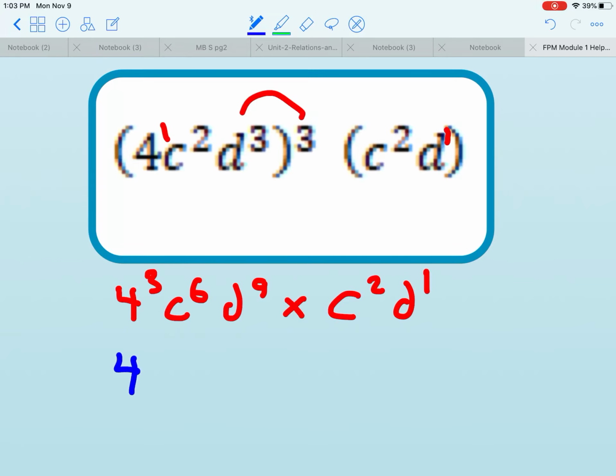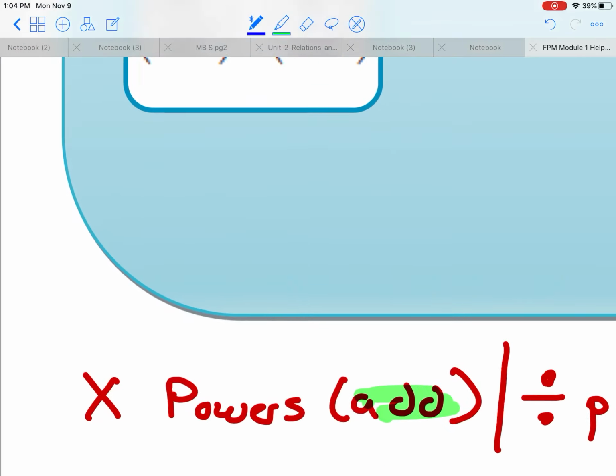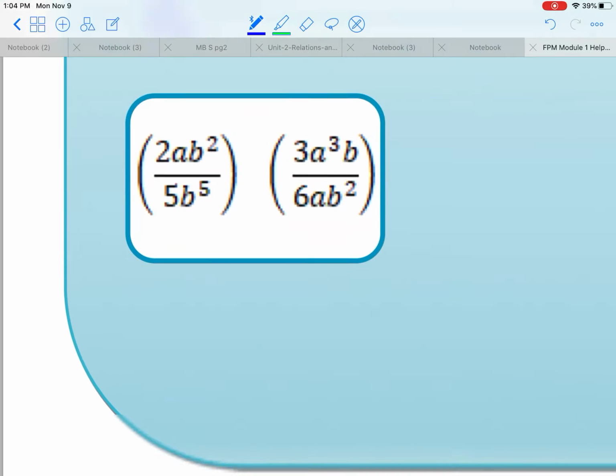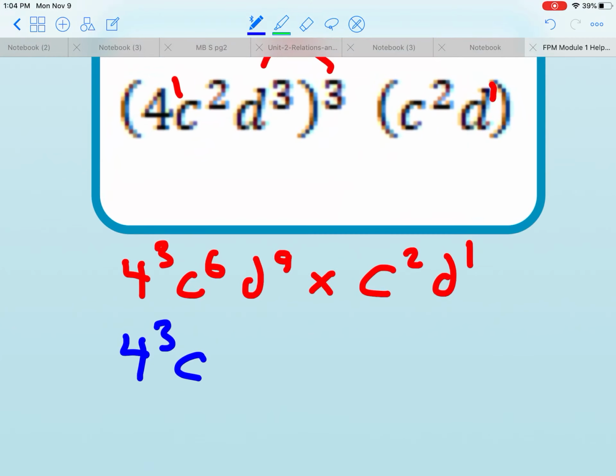And here's what you do. The 4 to the 3 doesn't have a friend to pair with, so I'm just going to leave it by itself. But the c is going to be multiplying, so I know from the bottom that multiplying powers means adding exponents. So I'm going to show that. I'm going to add their exponents. Same with the d. And now if I had negative numbers here, I don't screw the question up.